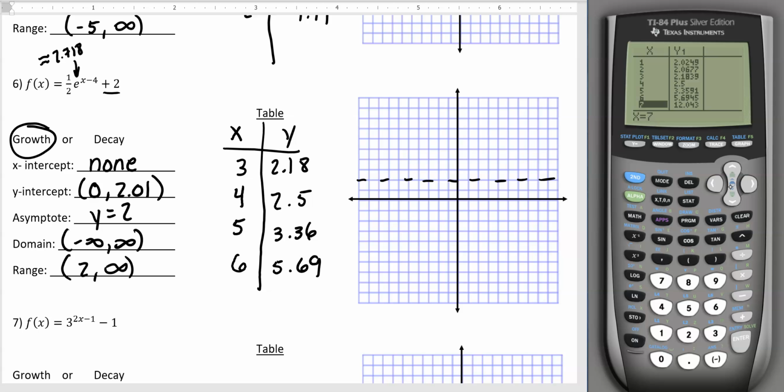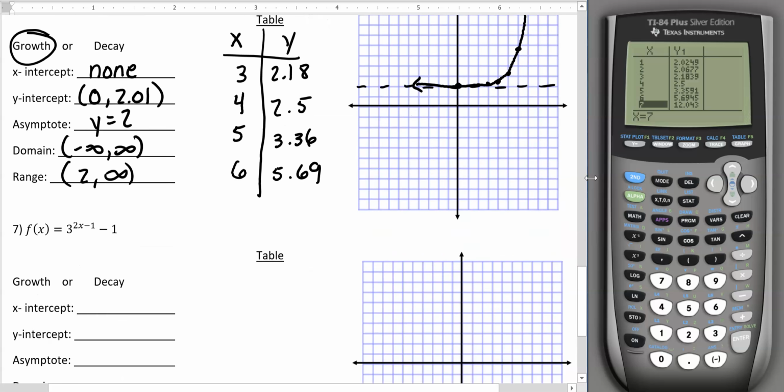Now, of course, we also have 2.01. So basically on the asymptote. Remember, it'll never actually touch the asymptote, but it's pretty darn close already. 2.18, 2.5 at 4, 5 is 3.36, 6 is 5.69, and then my next one's off the graph. So I'm going to go ahead and try to create this function here. Beautiful. Add arrows, and there we have it. Lovely. Well done, well done.